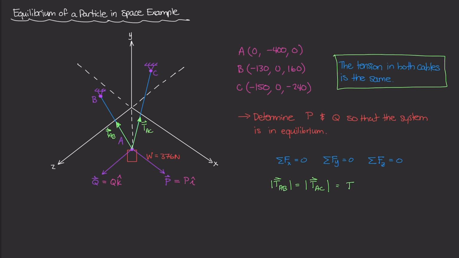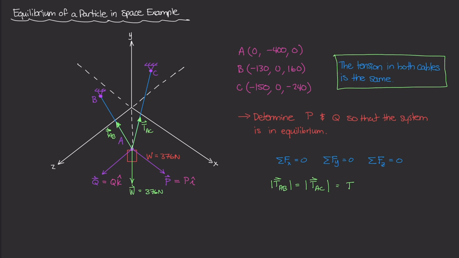Now, continuing on with our free body diagram, there's one more force that we need to introduce, and that is this W force, which is acting downward. So the weight is 376 newtons, so our force vector for W is going to act downwards. And I'll call this W, and this will be equal to 376 newtons.